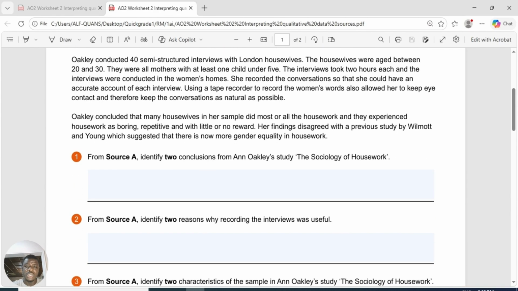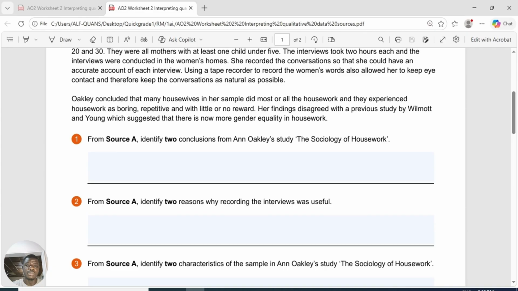Now, if you look at the questions under this source, they use the phrase "from source A, identify two conclusions from an Oakley study, the sociology of housework." The phrase "from source A, identify" tells you that the answers are in the source. So you just have to read the source to identify the answers and write them for the examiner. There is no need for you to explain your answers because when they ask you to identify something, they expect you to state briefly.